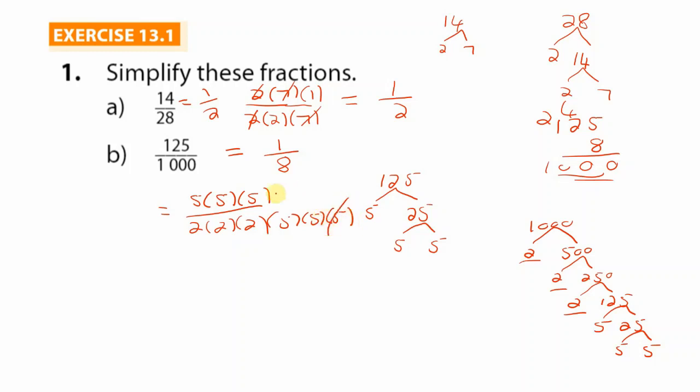And now we are allowed to cancel. Since we are multiplying and dividing, 2 times 2 times 2 is 8. We have the invisible 1 at the top, so we get the same answer.